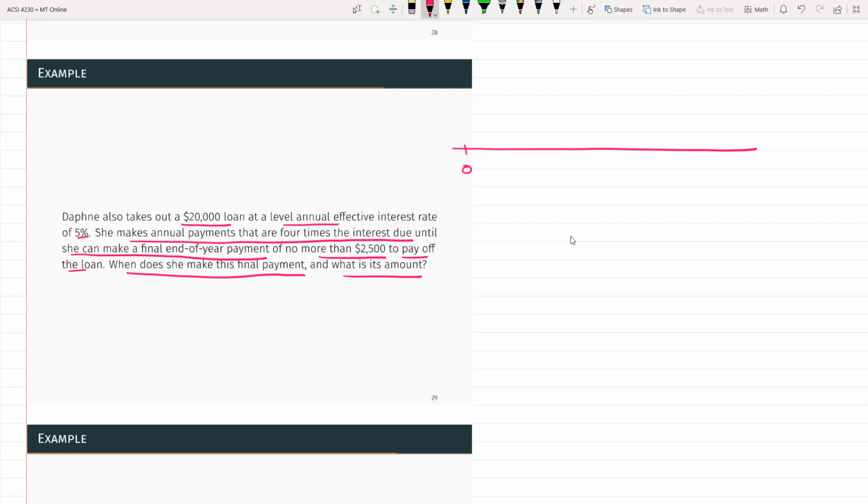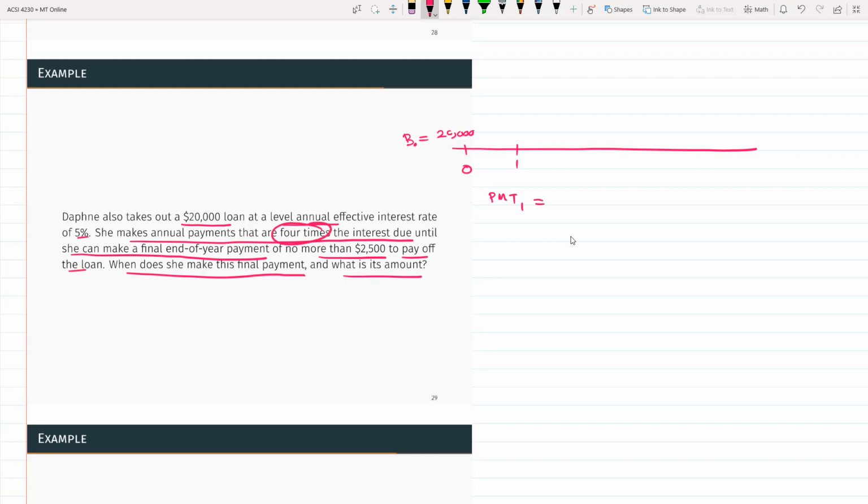So this one would be 20,000. This is B0. And what is she paying? She makes annual payments that are 4 times the interest due until she can make a final end of year payment. So the first payment would be what? So payment 1 would be 4 times interest due.